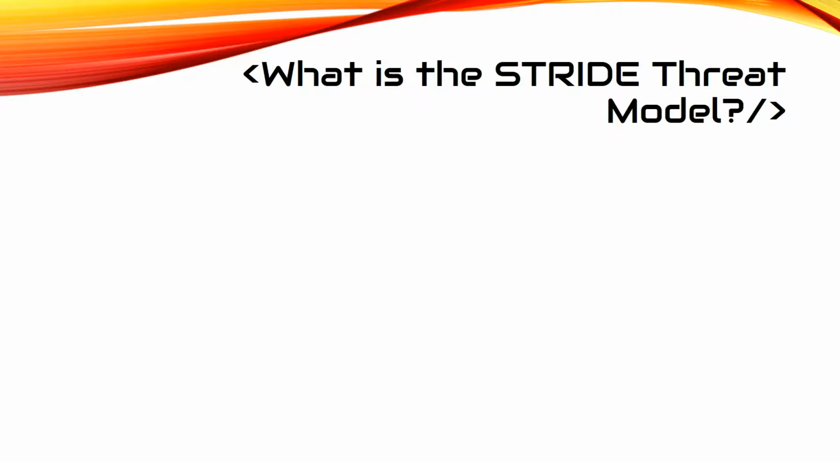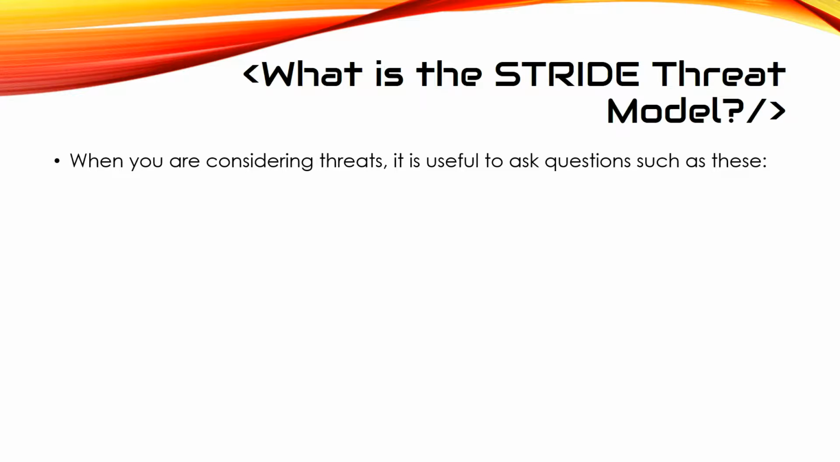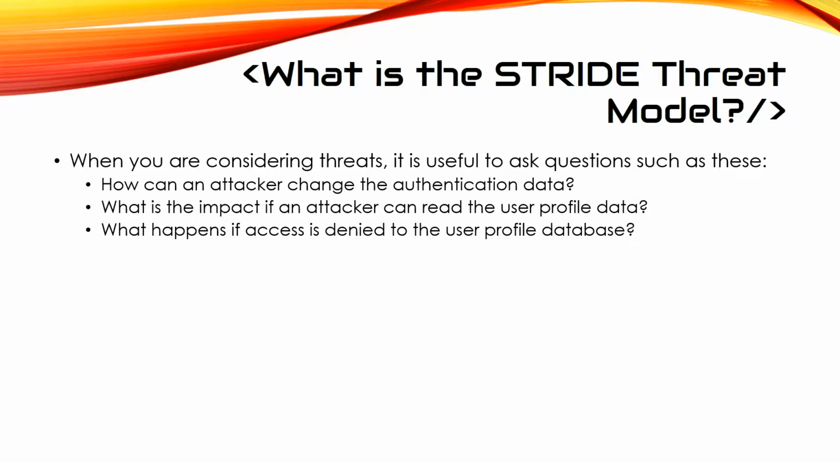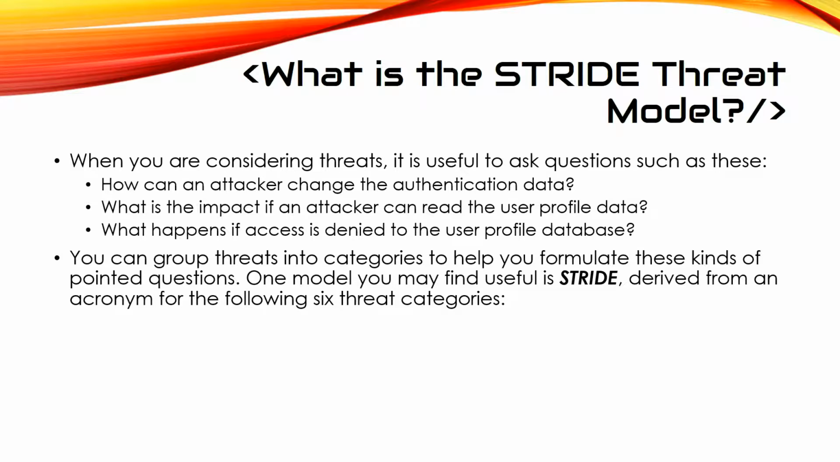What is the STRIDE threat model? When you are considering threats, it is useful to ask questions such as these. How can an attacker change the authentication data? What is the impact if an attacker can read the user profile data? What happens if access is denied to the user profile database? You can group threats into categories to help you formulate these kinds of pointed questions. One model you may find useful is STRIDE, derived from an acronym for the following 6 threat categories.